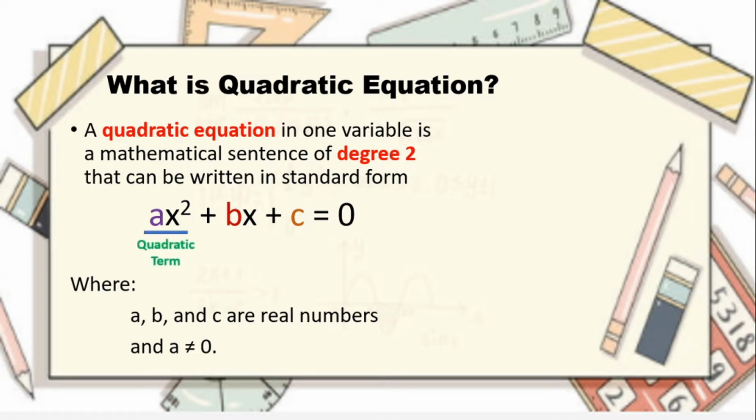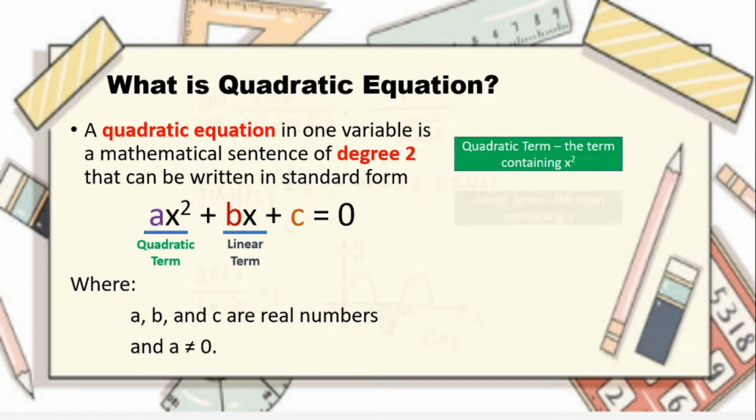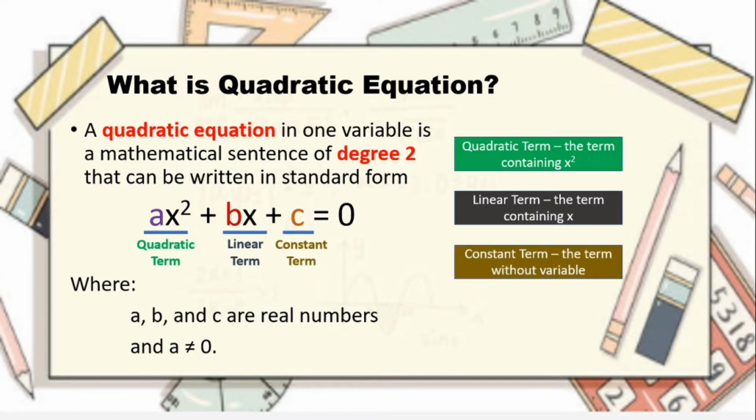Ax squared is called the quadratic term. It is the term containing x squared. Bx is called the linear term. It is the term containing x. C is called the constant term, and that is the term without variable.